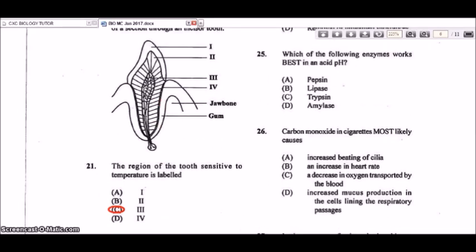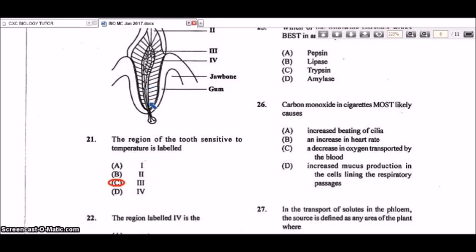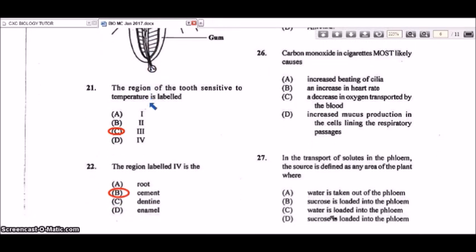And the other parts, of course, we have 1 being the enamel, 2 being the dentine. So those are the layers of the tooth.